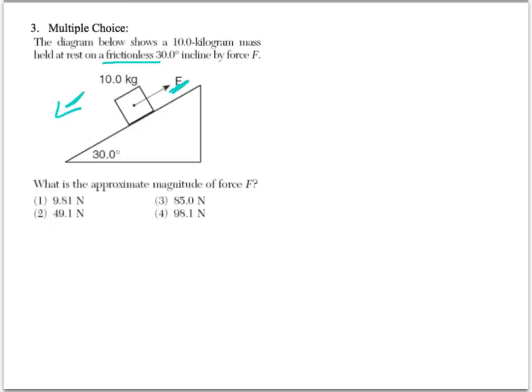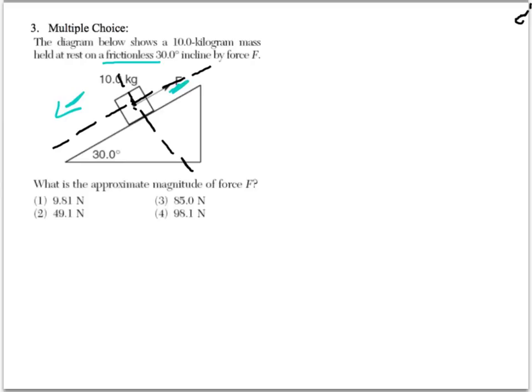Moving right along. First off, we need to take our XY axis that we would draw for this problem and rotate it so that it is parallel and perpendicular to the ramp. So let me try to do this as straight as I can. There's my y-axis. Here's my x-axis.